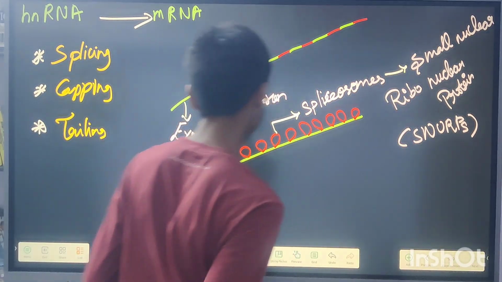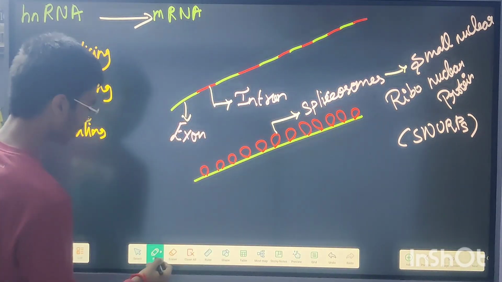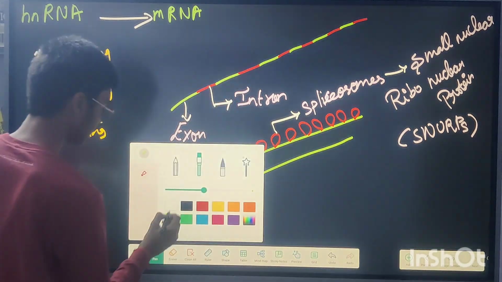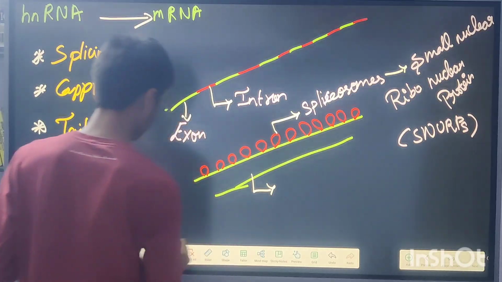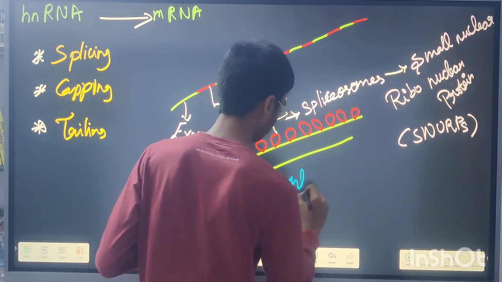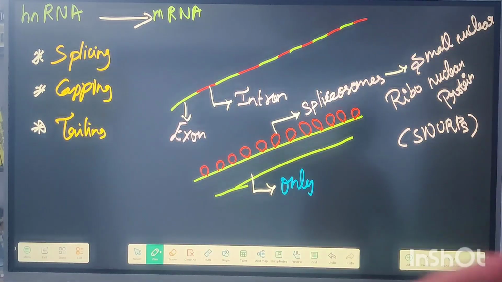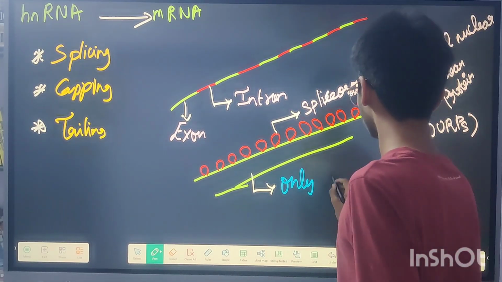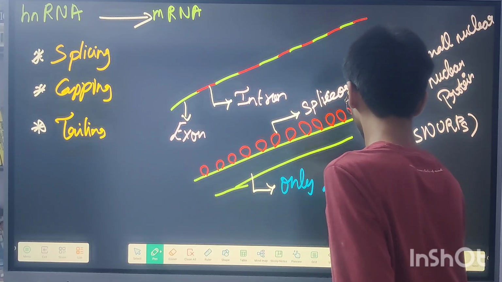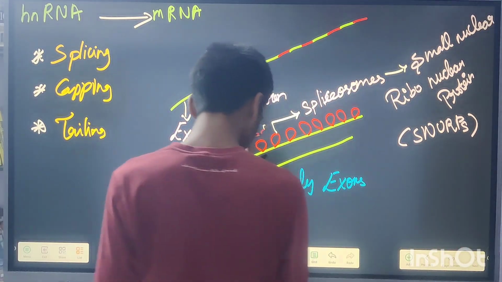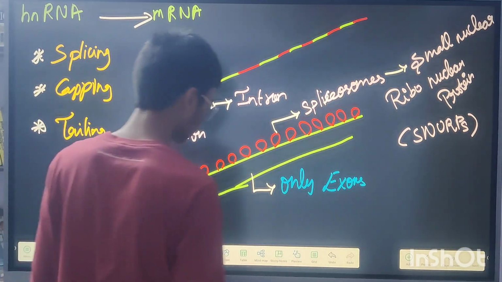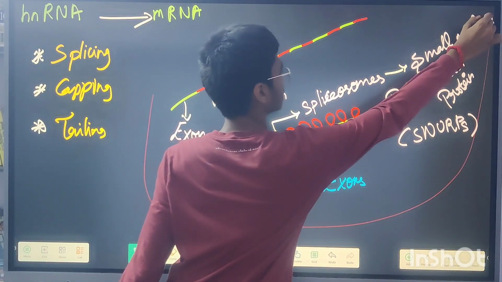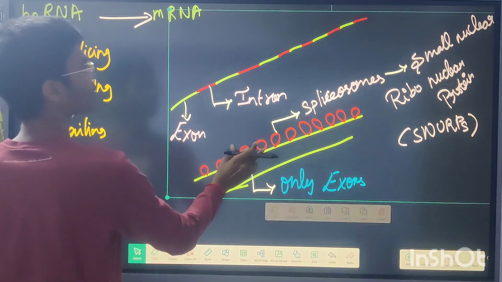So yeah, it is snRNPs. Now the introns will be taken out. Then what will be there? Only exons will be there. Introns will not be there. So this is what the first step, splicing, is. Splicing is this total thing that I've explained.